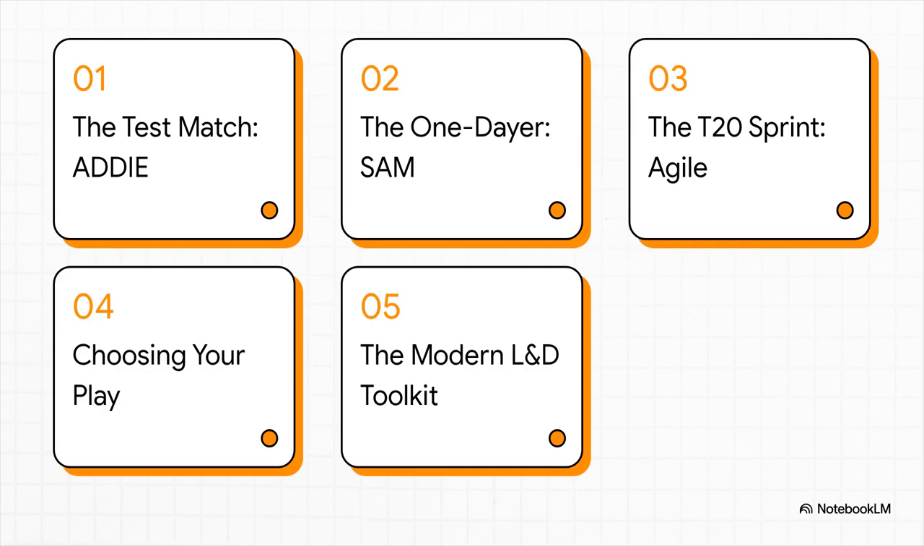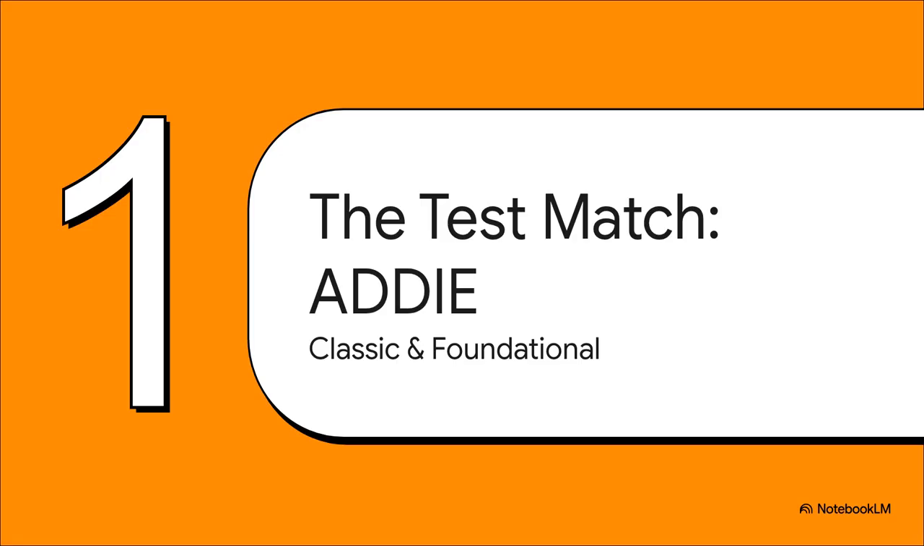All right, here's our game plan. First, we're going to explore the 3 big frameworks, and you'll see each one has its own rhythm and strategy. Then we'll dive into the modern toolkit you absolutely need to bring your A game. Let's get into it. Okay, first up to the crease is ADDIE. Think of this as the classic test match of instructional design. It's not about being fast, it's about being precise, strategic, and getting every single detail perfect right from the get-go.